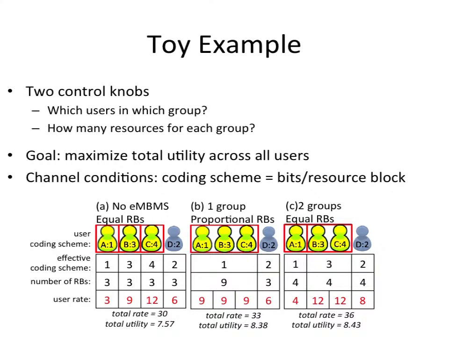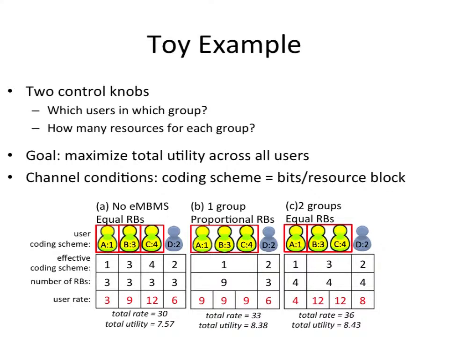In our toy example, there are 3 yellow users interested in multicast content and 1 blue unicast user. User A has poor channel conditions, user B has better, user C has the best, and unicast user D has average channel conditions. In case A, let's suppose that there is no EMBMS service and all users are forced to use unicast. In this case, each user is allocated an equal share of resources and receives rates proportional to their coding scheme.